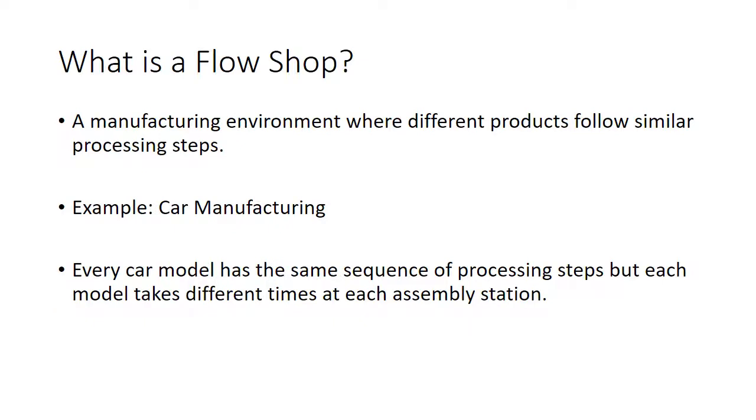So what is a flowshop? A flowshop is a manufacturing environment where different products follow similar processing steps. Take, for example, car manufacturing. Every car model has the same sequence of processing steps, but each model takes different times at each assembly station. For example, imagine you have a mid-sized sedan and a minivan. Both of these vehicles go through similar steps, but they take different amounts of time at each of the assembly stations.